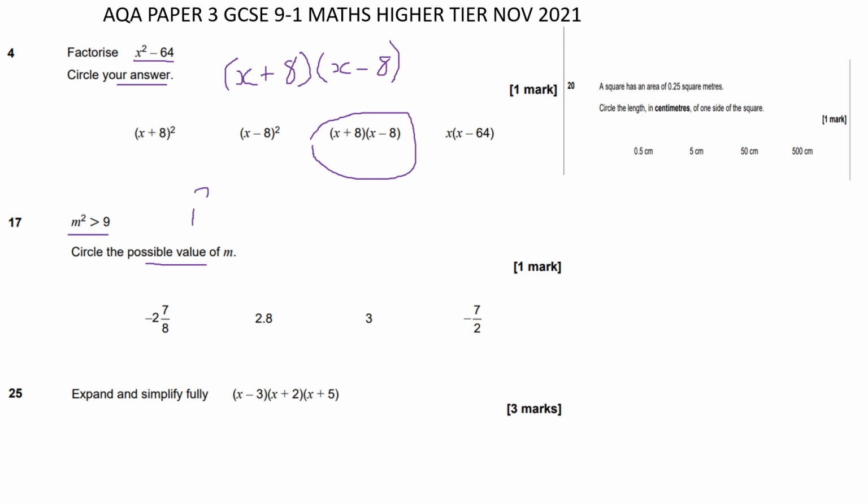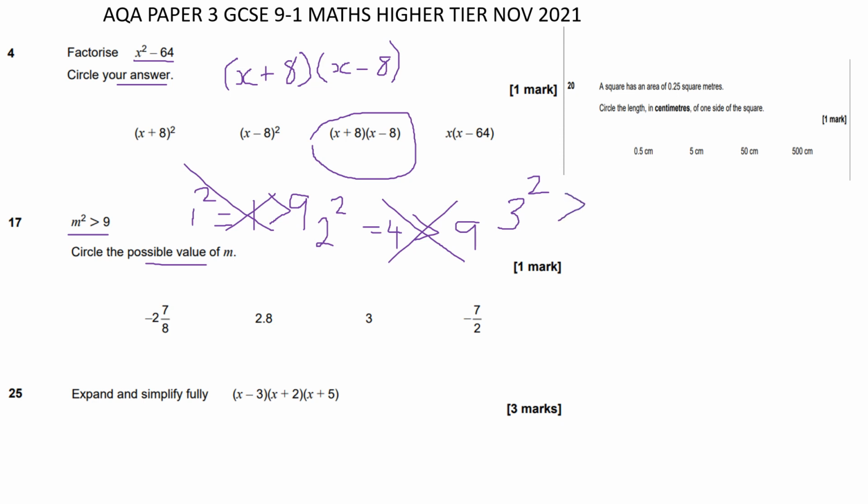If I have 1 squared, that is going to be 1, so that's obviously not good. 2 squared equals 4, which is obviously not bigger than 9, so that was not true, and neither is this. But when m is 3, I get 3 closer here. So we're getting closer and closer, but that's not actually bigger than 9 because that's equal to 9.